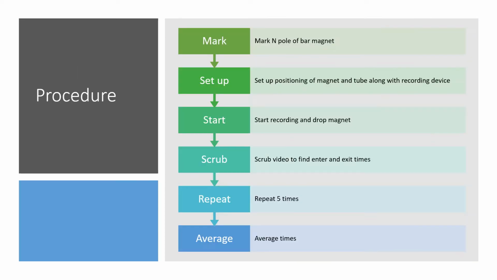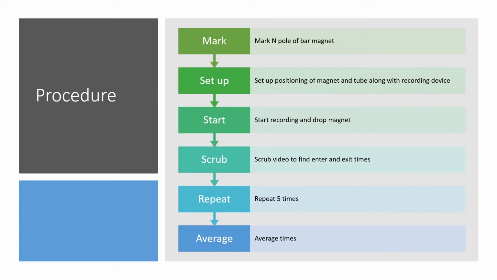For the procedure of this experiment, I first had to mark the north pole of the bar magnet, and I did so using my magnetometer app. After that, I held the tube vertically in one hand and positioned the magnet just above the top opening. With my other hand, I held my phone to get the entire length of the tube in frame on the camera. I started recording and dropped the magnet through the tube.